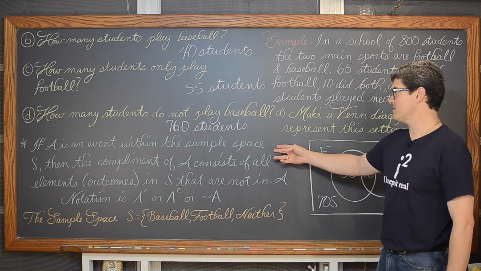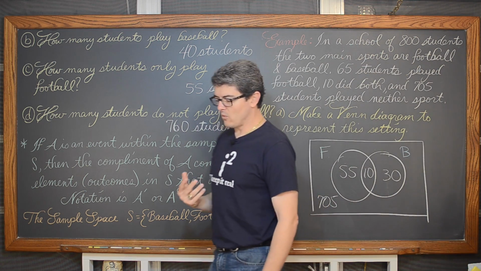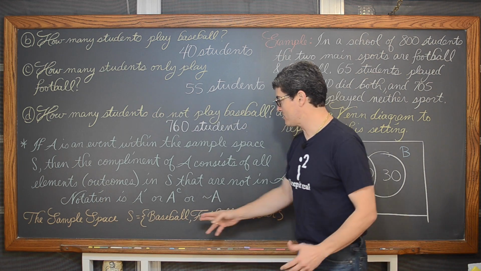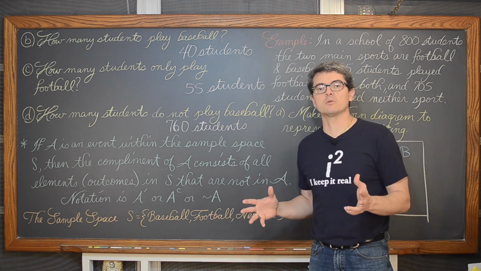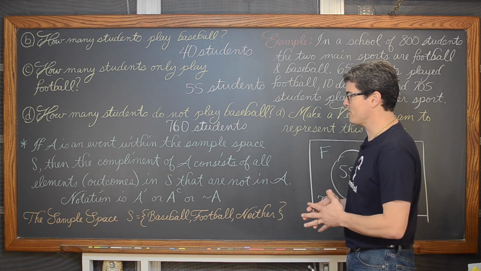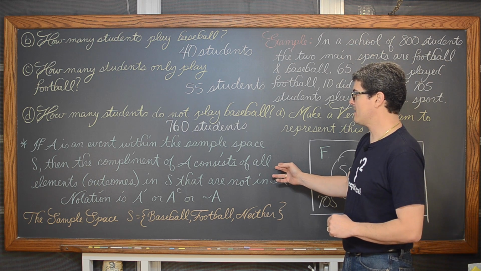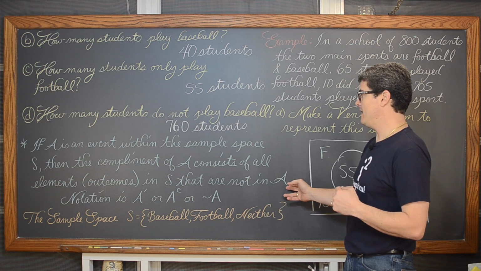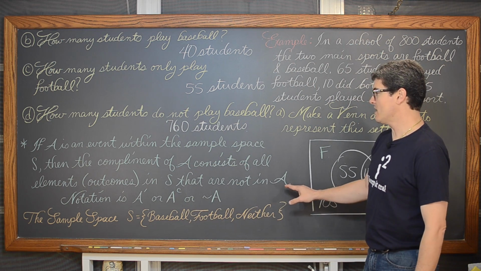If A is an event within the sample space S, and so for this particular setting, our sample space is going to be the students either play baseball, they play football, or they play neither. I'm not considering any of the other sports offered at the school, or even whether it's raining or snowing, as a weather event. So A is within the sample space S. The complement of A consists of all elements, all the outcomes, in S that are not in A.